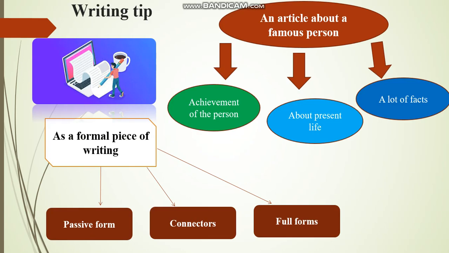So let's speak about a writing tip. An article about a famous person consists of achievements of the person, about present life, and a lot of facts. As a formal piece of writing, you should use passive verb forms, connectors, and full forms.